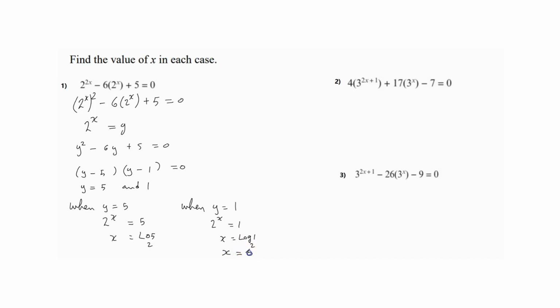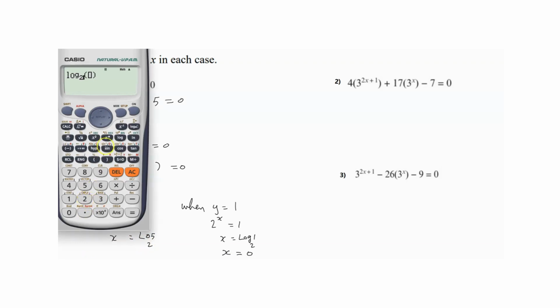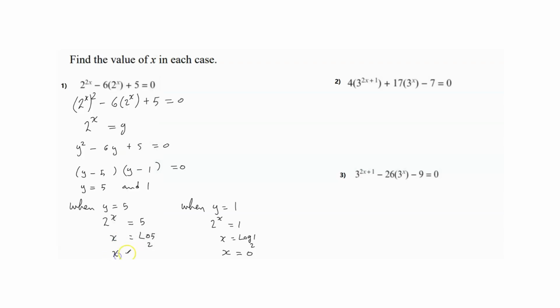So that's 0. Let's use our calculator to work out the value of x here. Log 5 base 2. So to three significant figures, x is equal to 2.32. So x equals 2.32 to three significant figures. And x equals 0. Let us look at question 2.